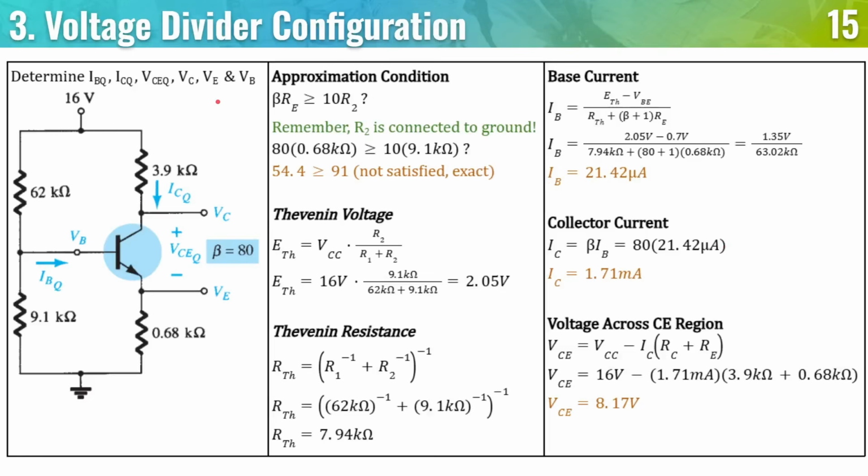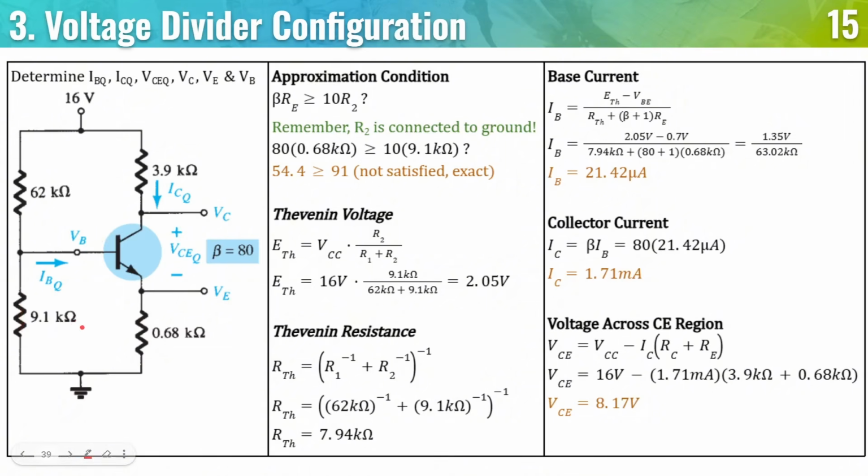Next, we have the voltage divider configuration, where we are to determine the quiescent values of IB, IC, and VCE, as well as the node voltages at C, E, and B. So this is our given diagram. So let's check the approximation condition. So beta RE, 0.68 times 80, will be checked if it is greater than 10 times the beta RE.